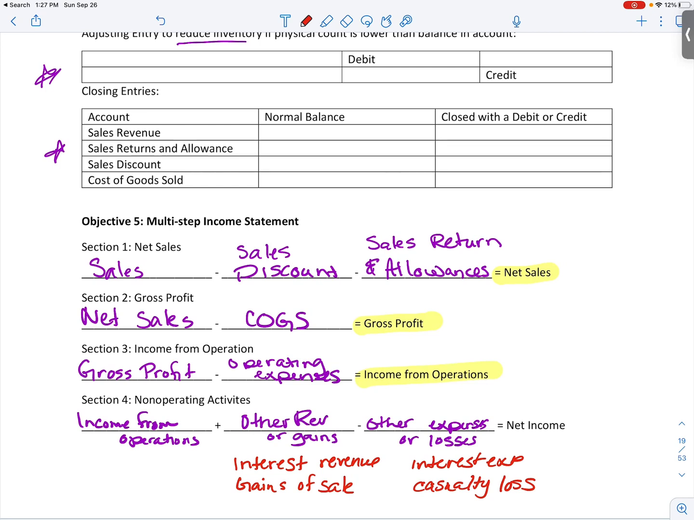So I know there's a lot in this chapter. Take it one step at a time, especially this multi-step income statement, and hopefully it'll make a little bit more sense. But if not, please email me with questions.